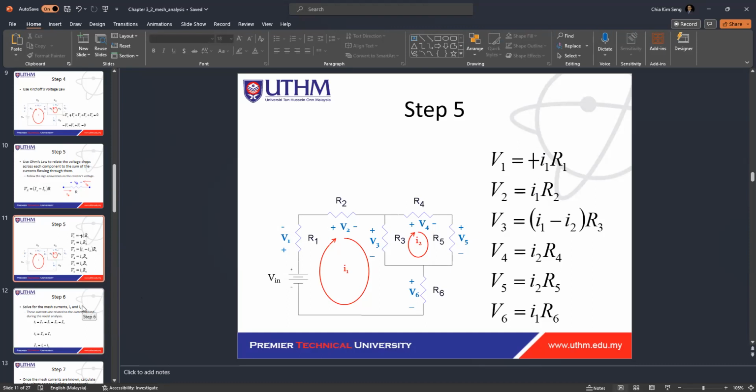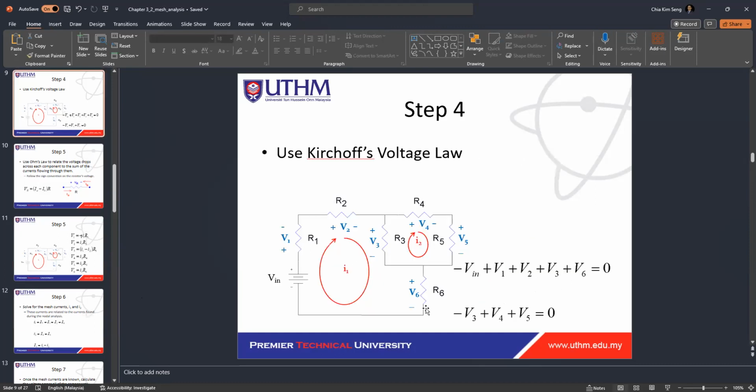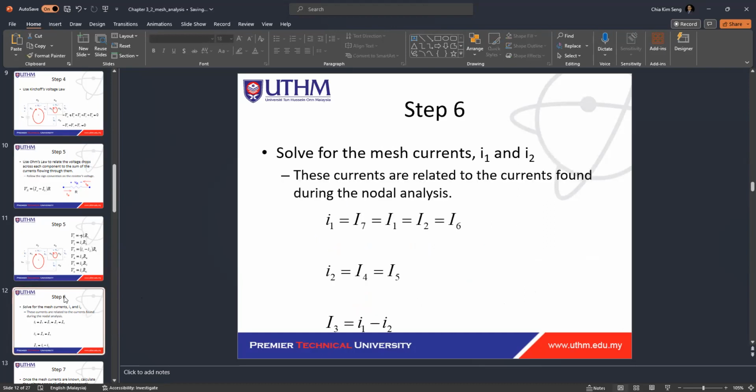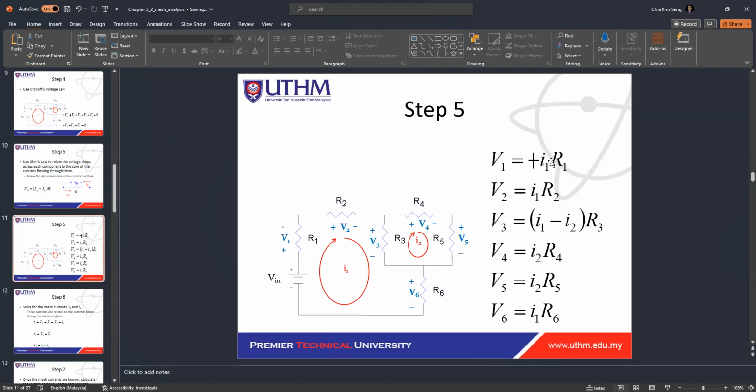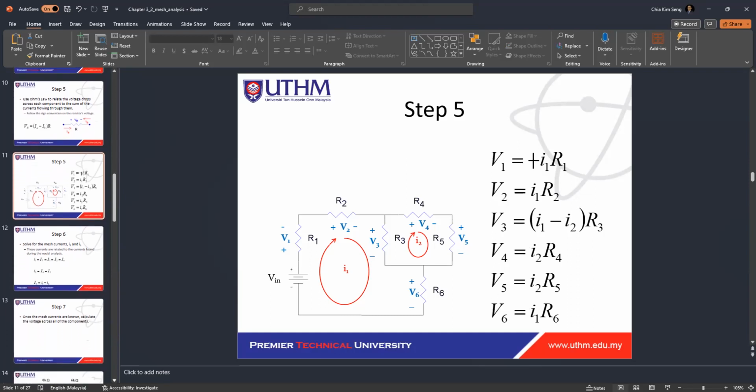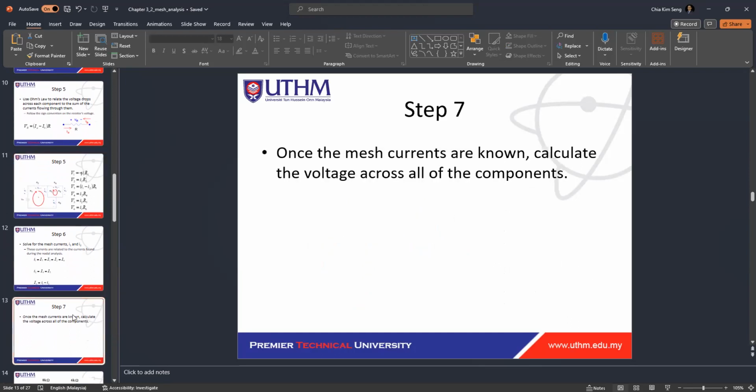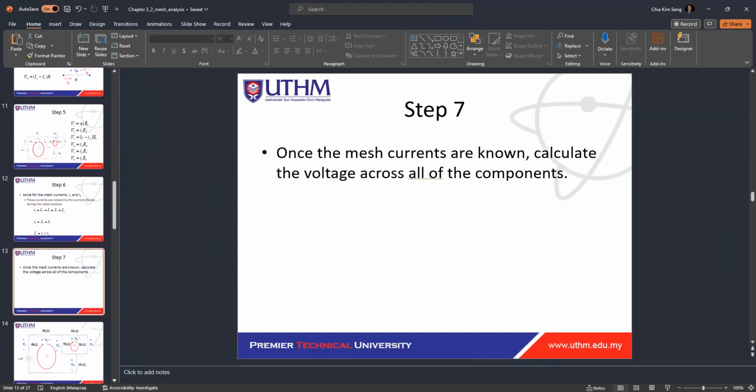So basically, you need to substitute them into the equations that we create. Let me group them. And then here you can see I1 and I2, only two unknowns. That means after we substitute V1 to V6 into those two equations, the equations are sufficient for us to do the simultaneous equation to get the unknowns I1 and I2. Once the mesh currents are known, we can calculate the voltage across all the components, as they mentioned. So this one should be understood.